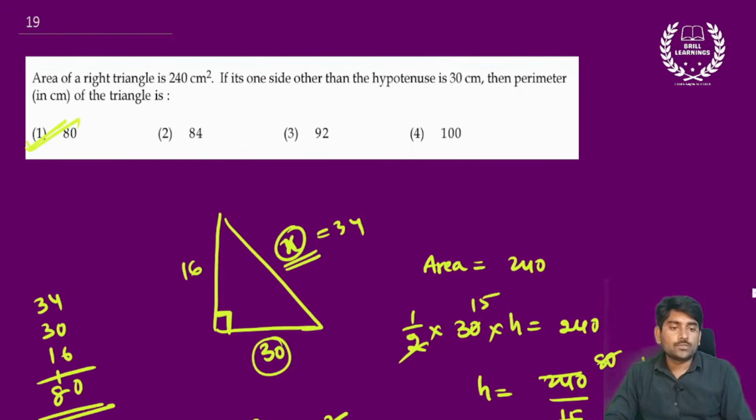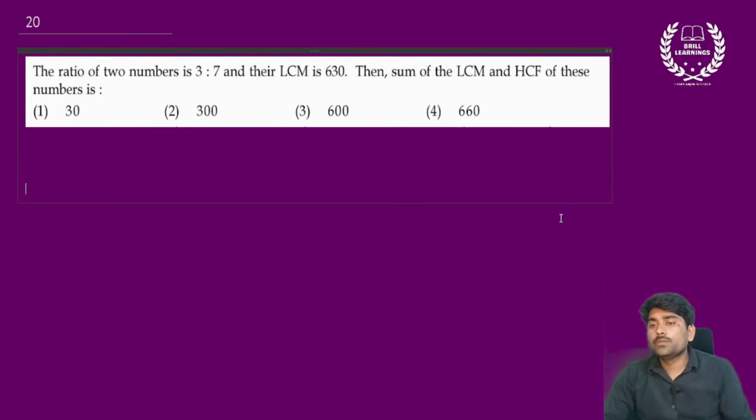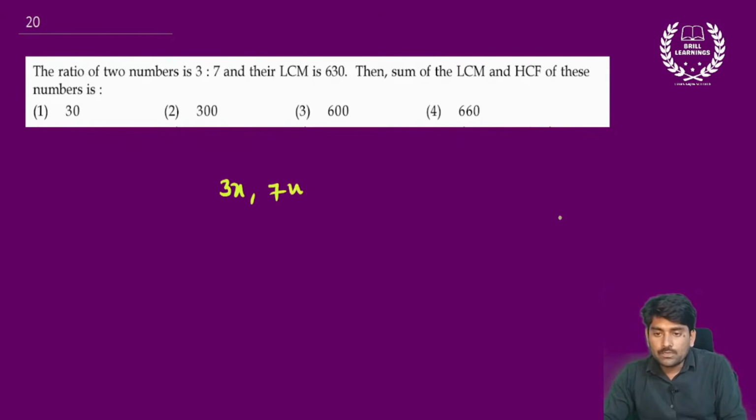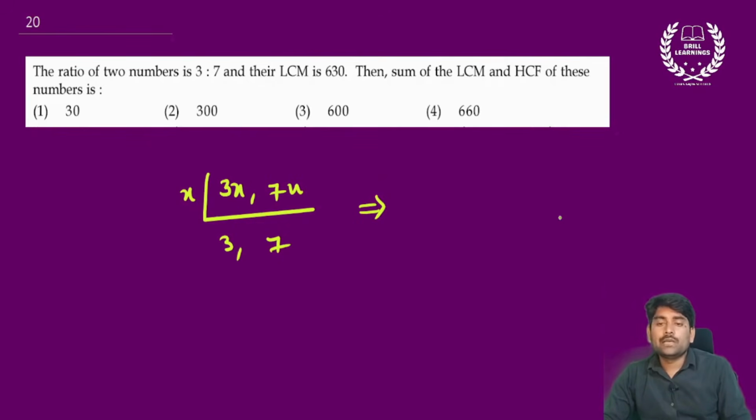Let's move on to the next question. The ratio of two numbers is 3 is to 7 and their LCM is 630. So let us assume those two numbers are 3x and 7x. Now take the LCM of these two numbers. X is common here, then 3 and 7. Now take the product of these three numbers, which gives us the LCM. So 21x is equal to 630.